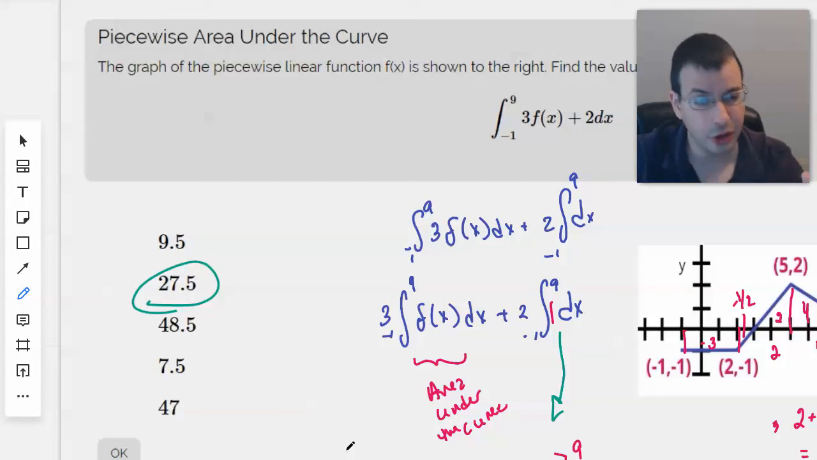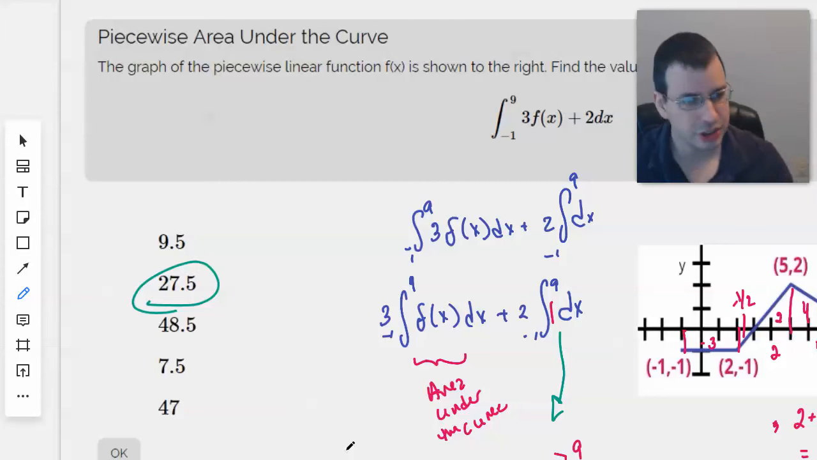So be careful though with the negatives and the calculating of the area. Even though this problem isn't hard, there's a lot of small human performance traps that you kind of want to look out for.